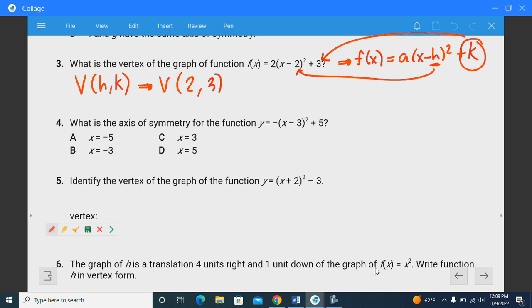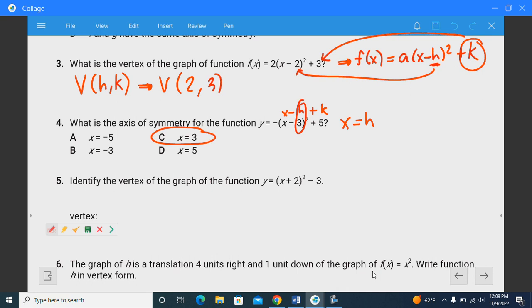Next, number 4. What is the axis of symmetry for the function y is equal to the quantity of x minus 3 to the power of 2 plus 5? How do we know the axis of symmetry? In the vertex form, x is equal to h. What is our h here? In x minus h squared plus k, our h is 3. So the answer there is x equals 3.